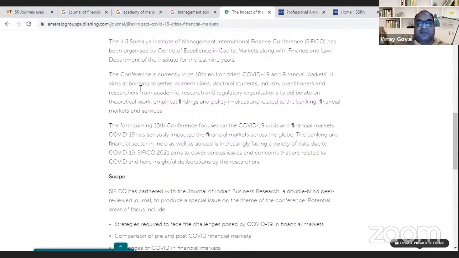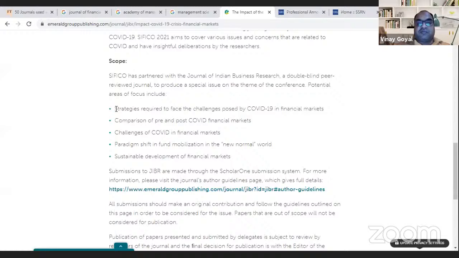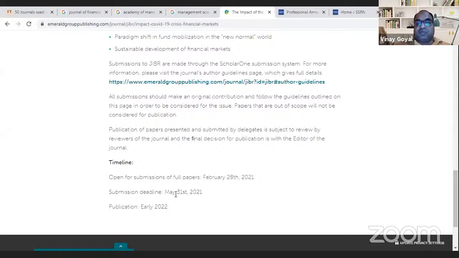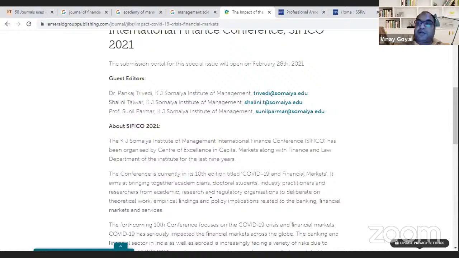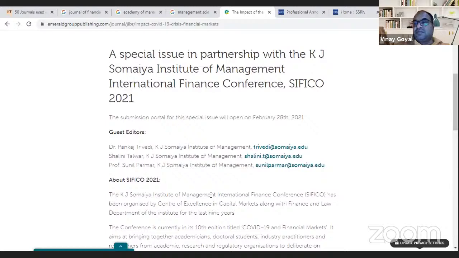And then here you can see the theme of the conference, and potential areas of focus. Then they have given the open for submission and the deadline is May 31st. Still you have 2 months. And it's not very difficult to write a paper on the impact of COVID-19 on the financial markets of India. You can take anything: impact on mutual funds, impact on foreign institutional investors, impact on the share market, impact on the gold market, anything. And you have 2 months.